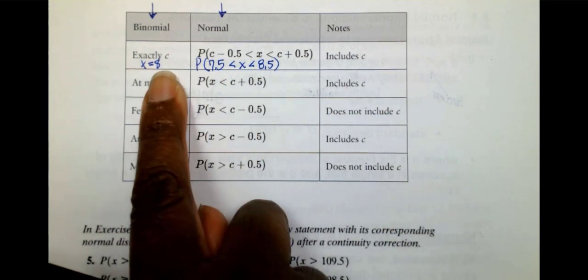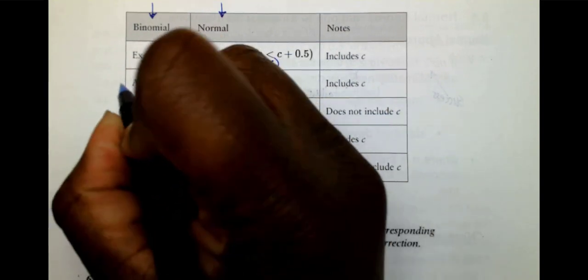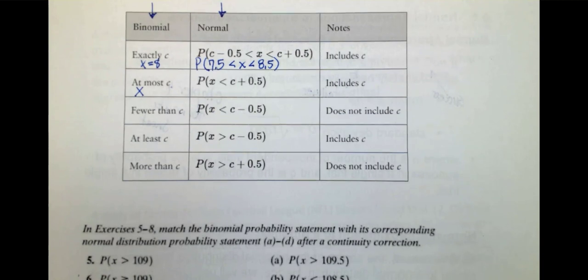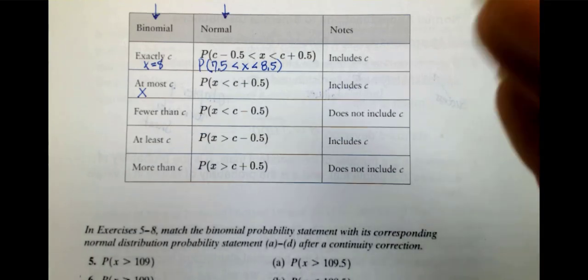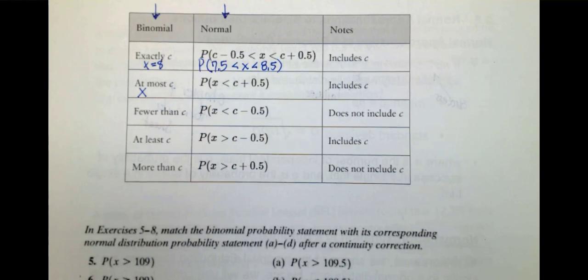So includes C just means that we want that number. So at most C. At most C means the most I want to include is that number and everything below. That's at most. The most I want to include is that number and everything below.